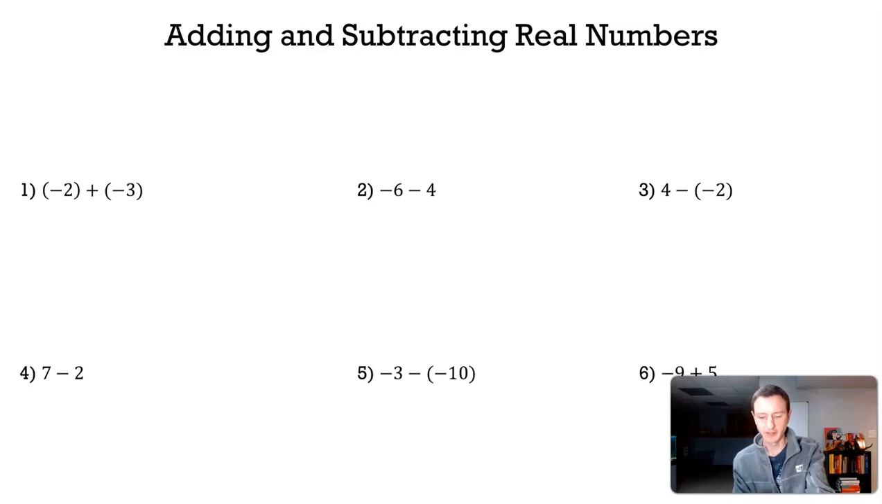We're gonna take a look at adding and subtracting real numbers. So just mostly understanding what kind of sign we get when we add two numbers together, like a negative and a positive, or that kind of scenario: should the number be negative, should the number be positive, how do we determine that?